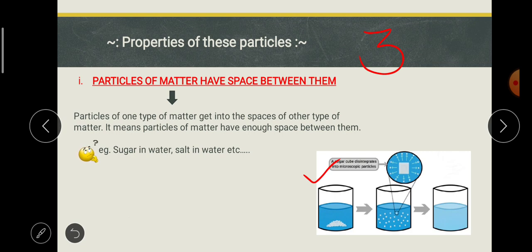And now we'll not be able to see a single small particle, because they will get into the water molecules and they are very small. But the water will taste sweet. So over here we proved that particles of matter have space between them. The small sugar particles get into the space of water molecules. We can perform this activity with salt in water and many other matters in water.